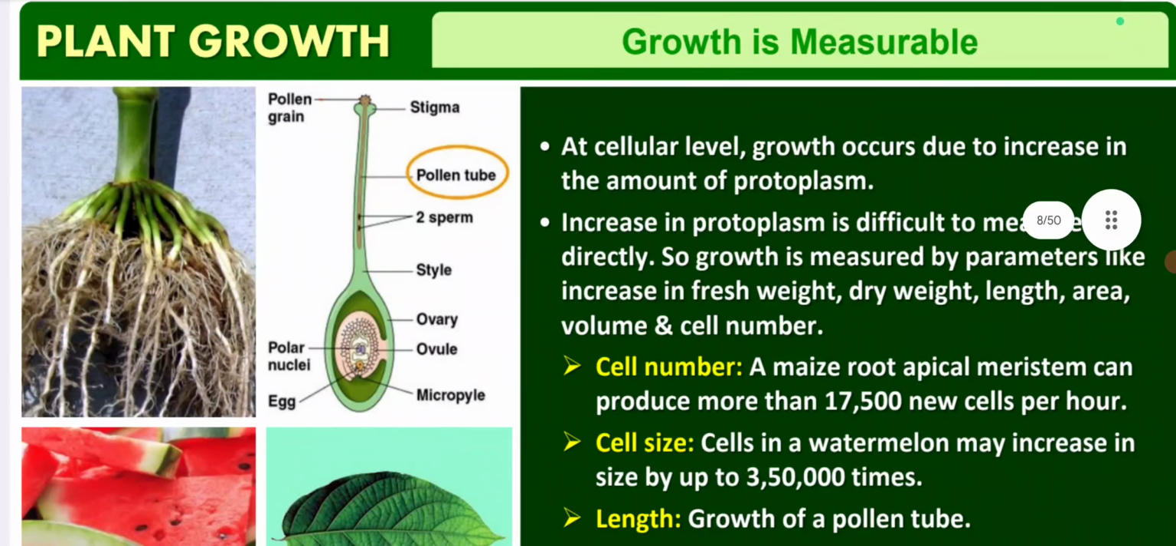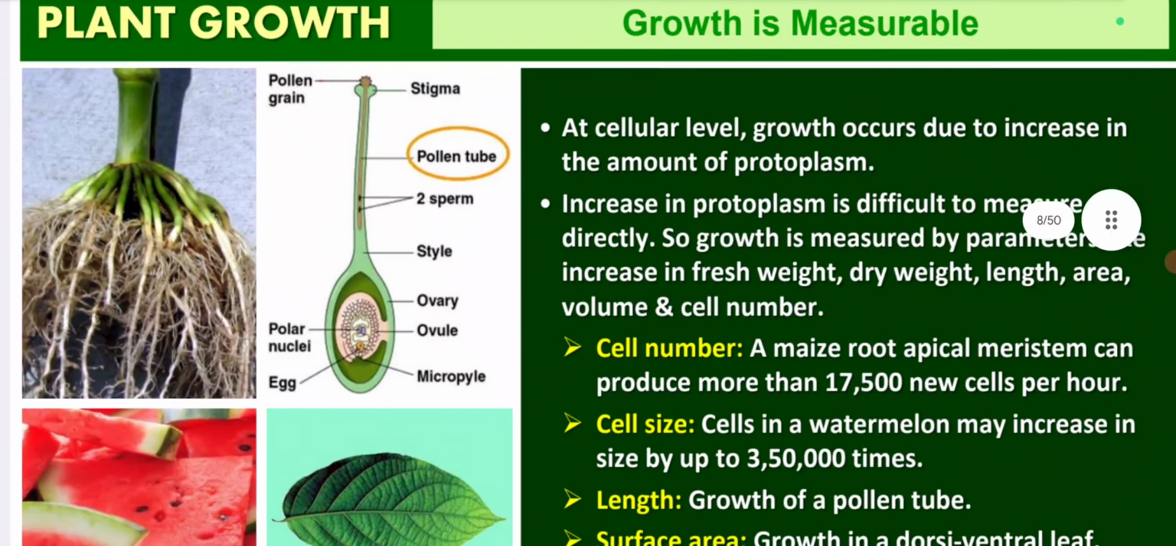Growth is measurable. Means at the cellular level, growth occurs due to increase in the amount of protoplasm. Protoplasm means the portions present inside the cell, that is cytoplasm and nucleus, combinedly called protoplasm. Increase in protoplasm is difficult to measure directly. So growth is measured by parameters like increase in fresh weight, dry weight, length, area, volume and cell number.